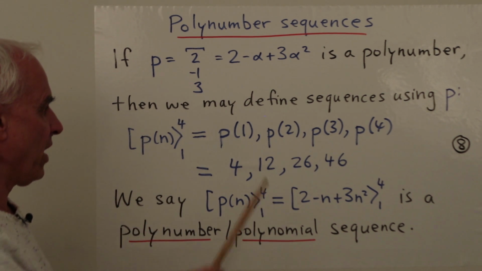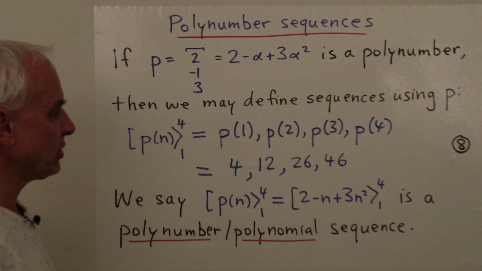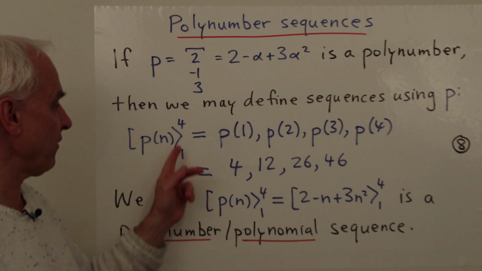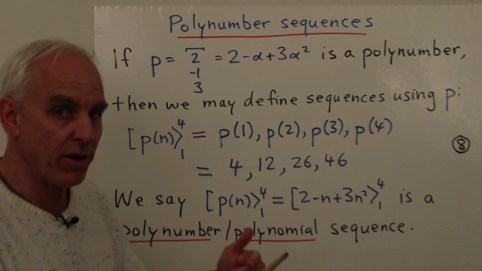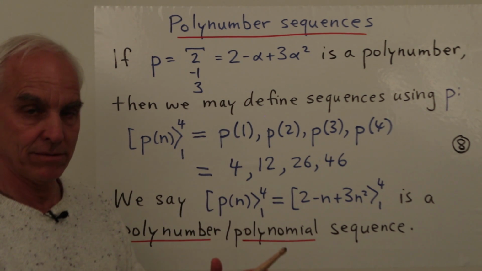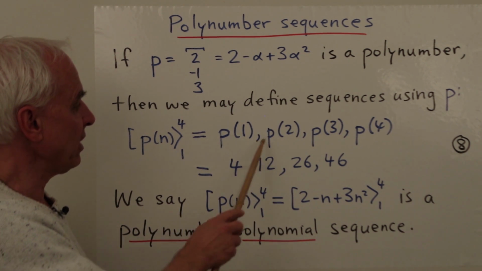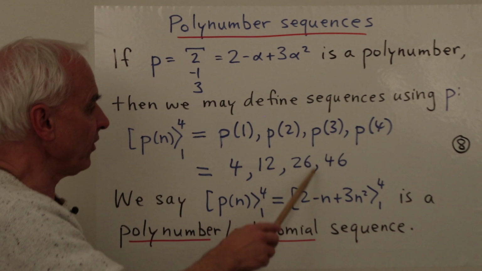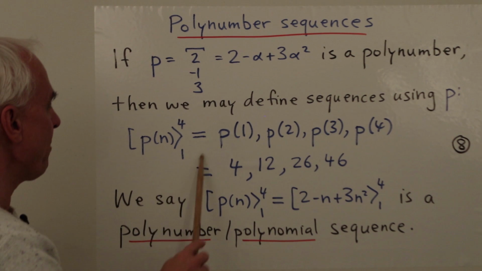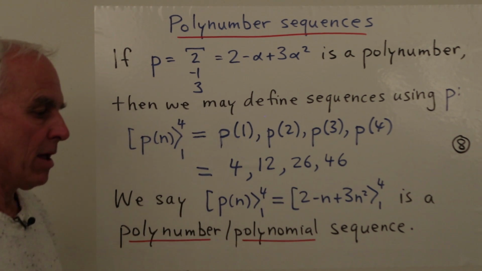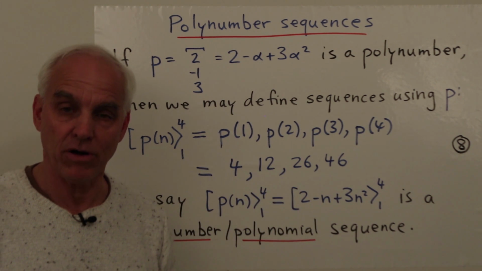What is this? Well, this is a sequence. P of 1, P of 2, P of 3, P of 4. So it's obviously a sequence built on the chain from 1 to 4. And the values are just obtained by applying the polynomial to the elements of the chain. P of 1 is 4, and P of 2 you can check is 12, P of 3 is 26, and P of 4 is 46. So this is a compact way of representing this sequence. And it's a rather specialized kind of thing because we're only allowing it at this stage for polynomials or polynumbers.